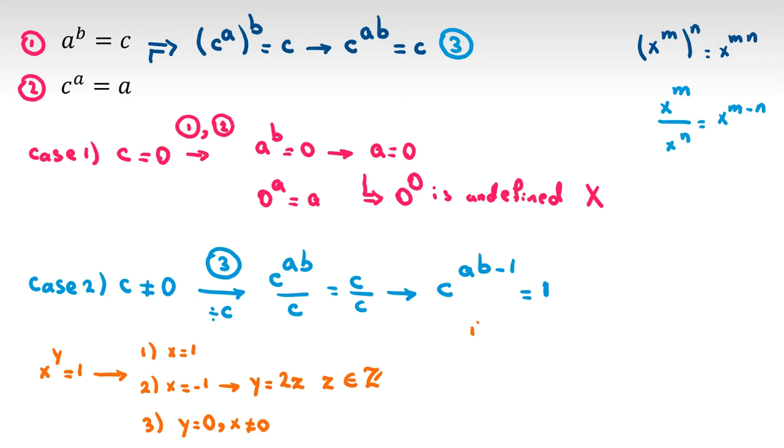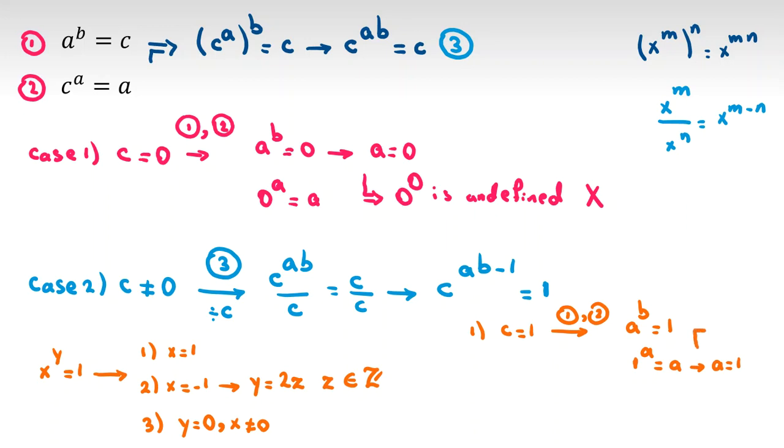Now I want to analyze here. Base is 1, x is 1. So here, say c is 1. If I replace in these two equations, c is 1 in the first equation, and also in the second equation. In the first equation, a to the b is 1. In the second equation, c is 1, 1 to the a equal to a. We know 1 to the power of any number is 1. So from here, a is 1.